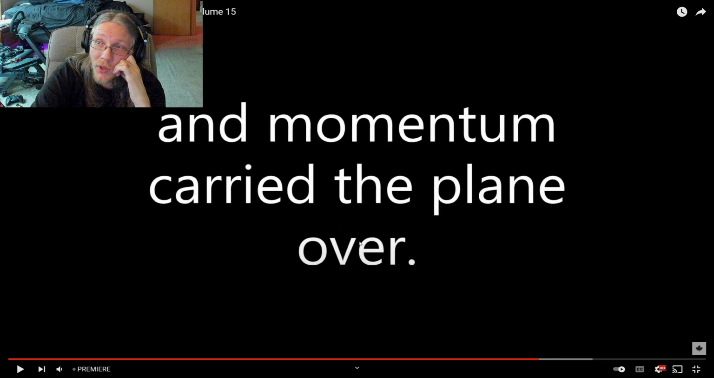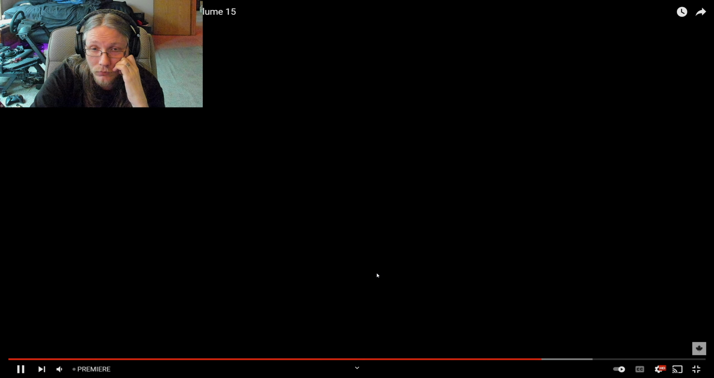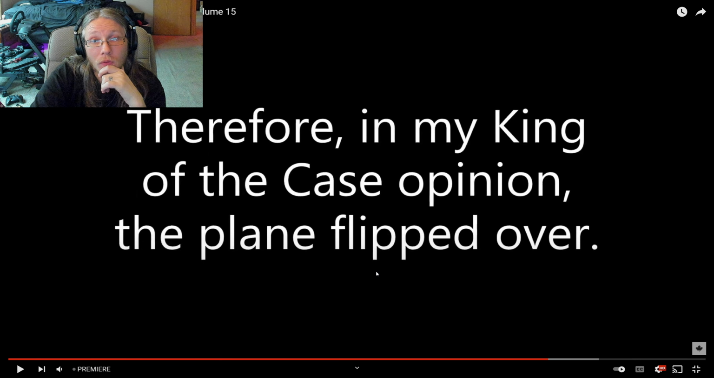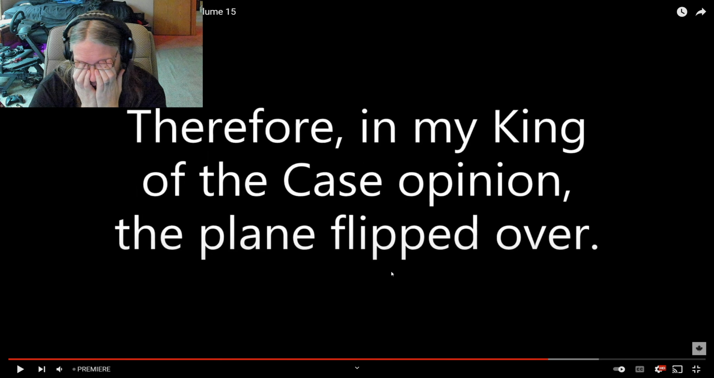The angle of the plane is not in question. It was about a 35 to 45 degree down angle. It was not 60 degree down like you said. Therefore, in my opinion, the plane flipped over. The plane did not flip over. You're wrong.